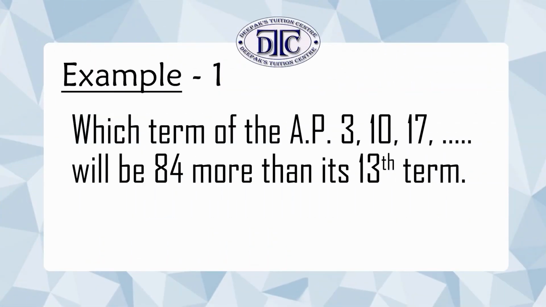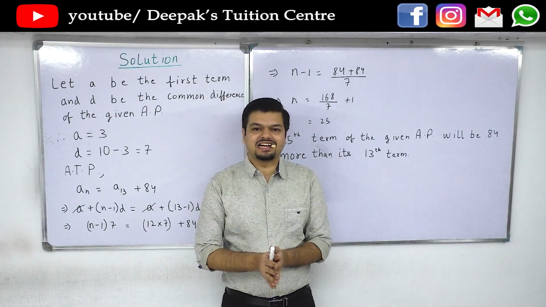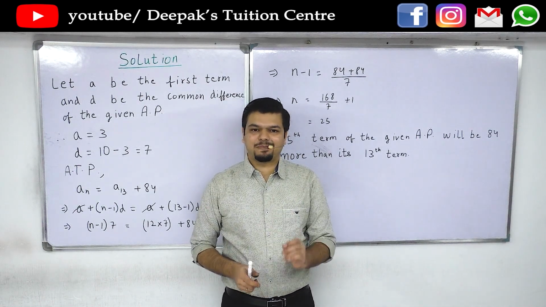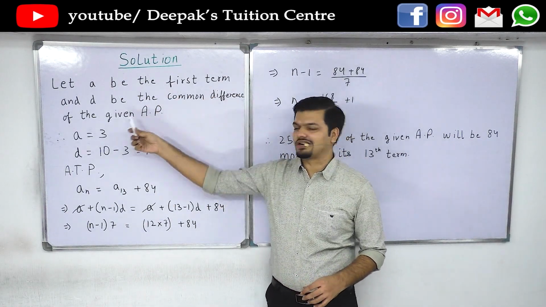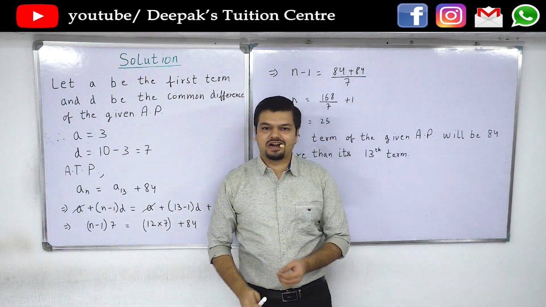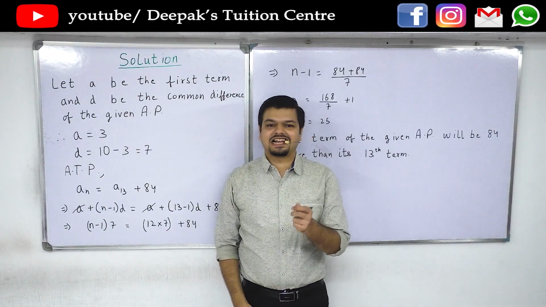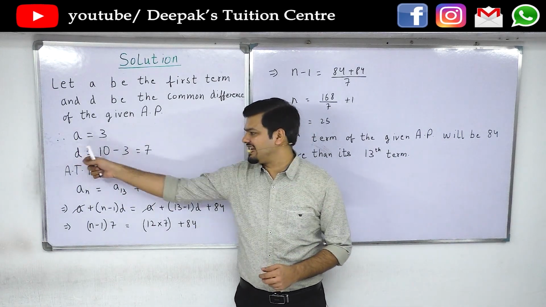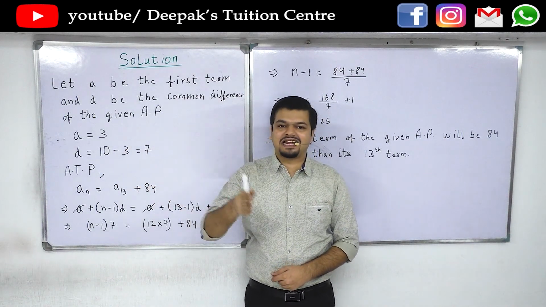Which term of the AP 3, 10, 17, ... will be 84 more than its 13th term? Even though a and d are generally considered the standard symbols in AP, we will still prefer to write: let a be the first term and d be the common difference of the given AP. According to the question, the first term is 3, so a equals 3. The second term is 10, so d equals 10 minus 7. Sorry, 10 minus 3. That is second term minus first term.